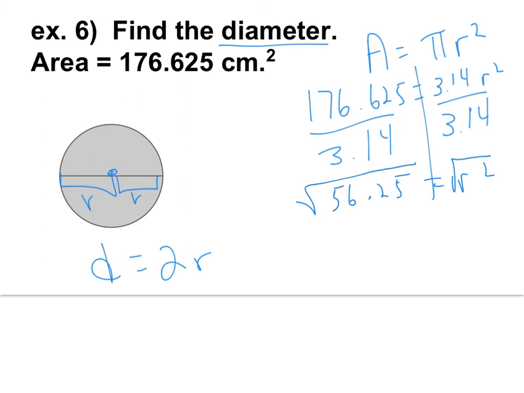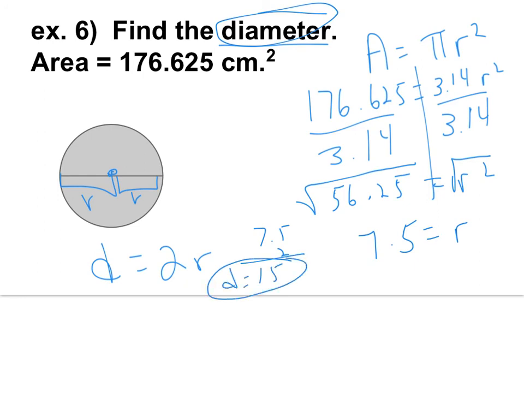Okay, and that comes out to, oops, hang on. Sorry about that, I forgot because I was flipping around from screen to screen. That comes out to 7.5. So if that's our radius, remember we're going back to find diameter. So we're just going to take 7.5 and multiply it by 2. So 7.5 times 2 ends up giving us 15. So our diameter is equal to 15.